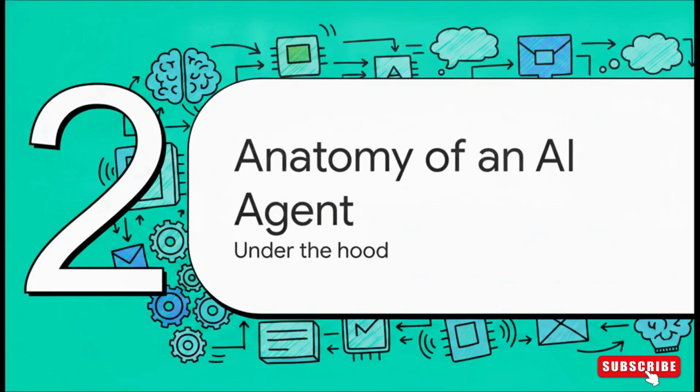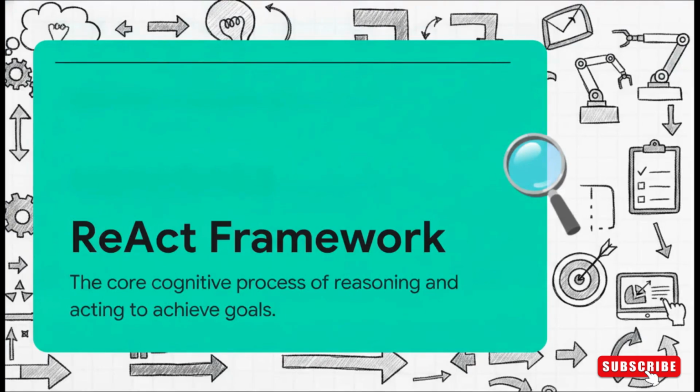Moving on to Section 2, Anatomy of an AI Agent. Let's look under the hood. Now that we know agents are proactive, the crucial thing to understand is something called the REACT framework. This is essentially the fundamental DNA of an agent. REACT stands for reasoning and acting.